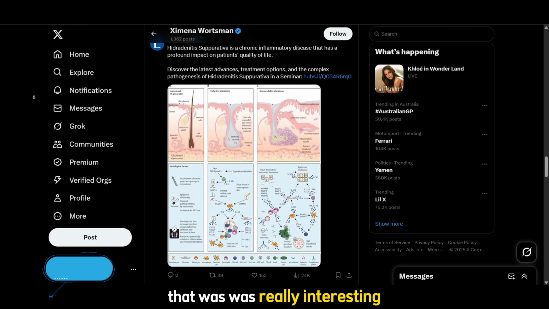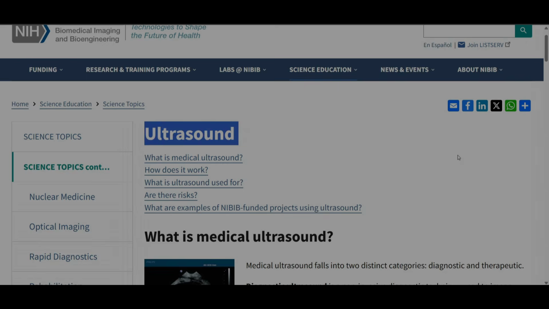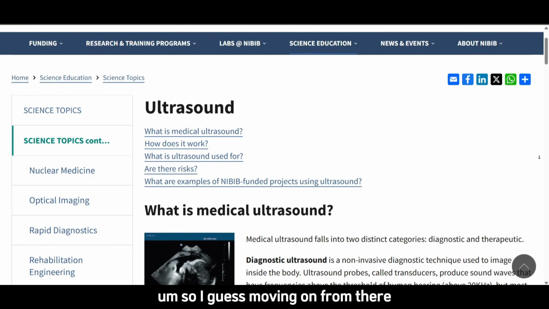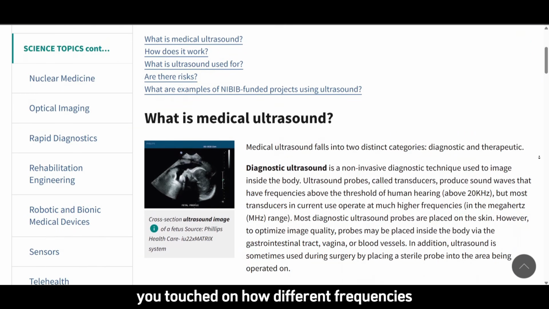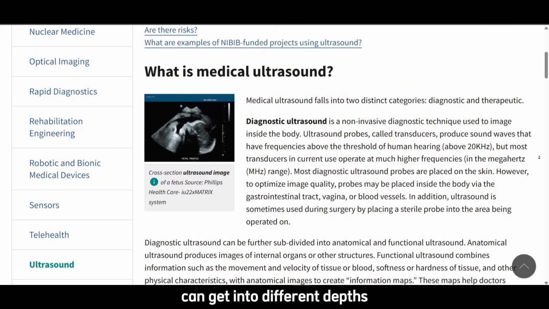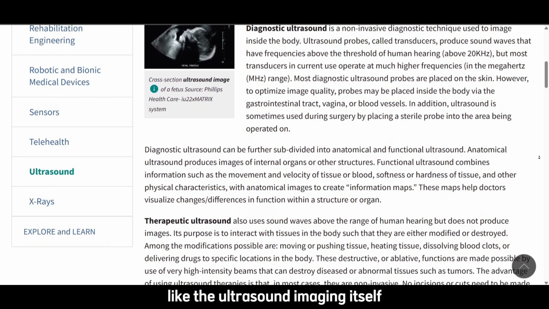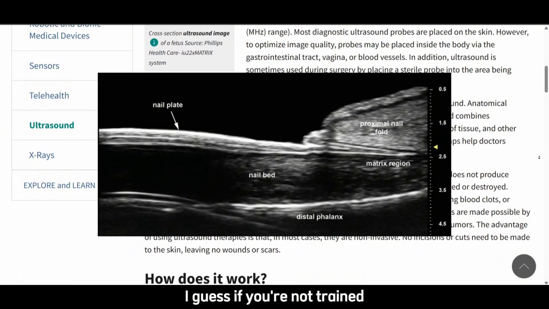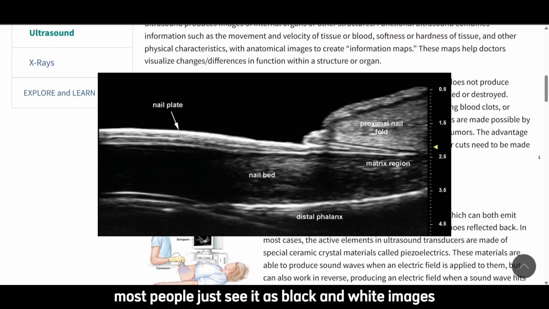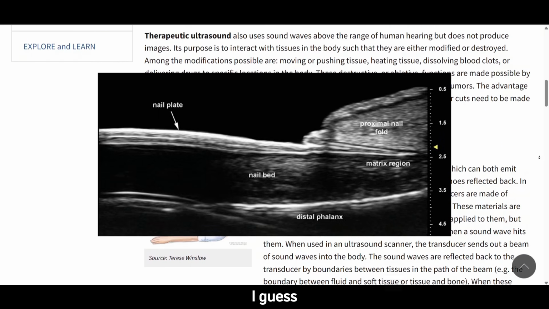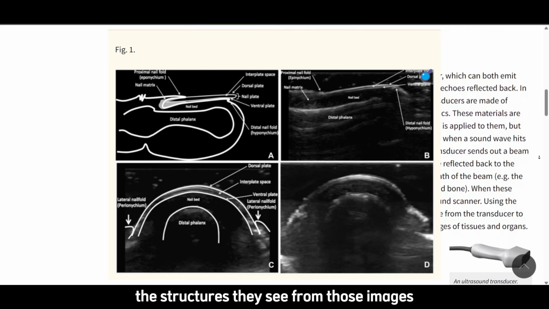Wow, thank you. That was really interesting. I didn't really know that there was a tool like that where you had the adjustments. So I guess moving on from there, could you give a brief overview on how ultrasound technology works? You touched on how different frequencies can get into different depths because usually when people see the ultrasound imaging itself, I guess if you're not trained, you have a very hard time trying to understand what you're actually looking at because most people just see it as black and white images. How does a technician or a physician make sense of the structures they see from those images?